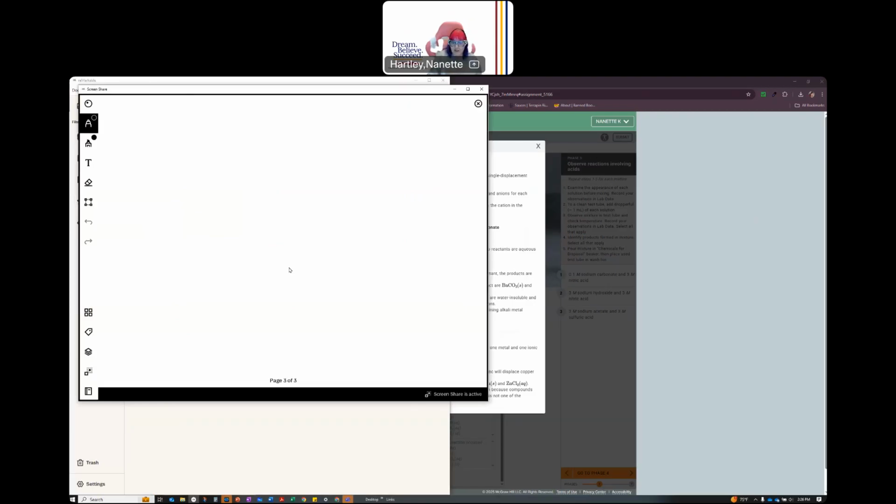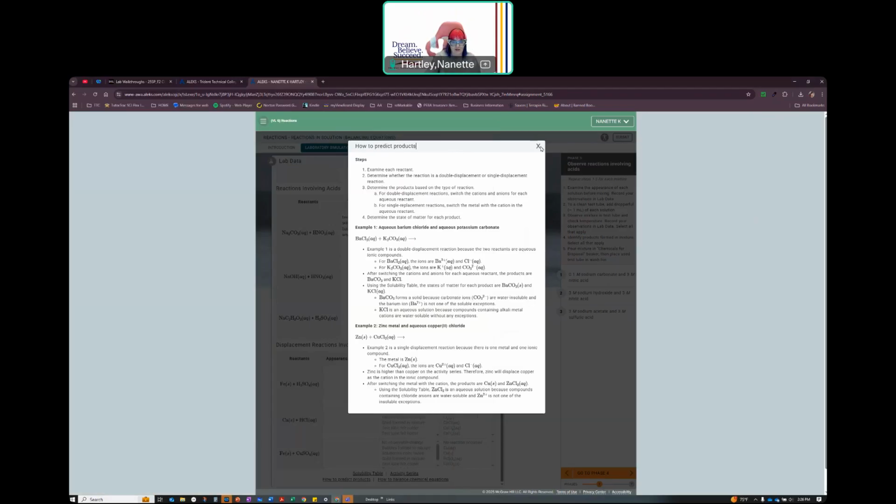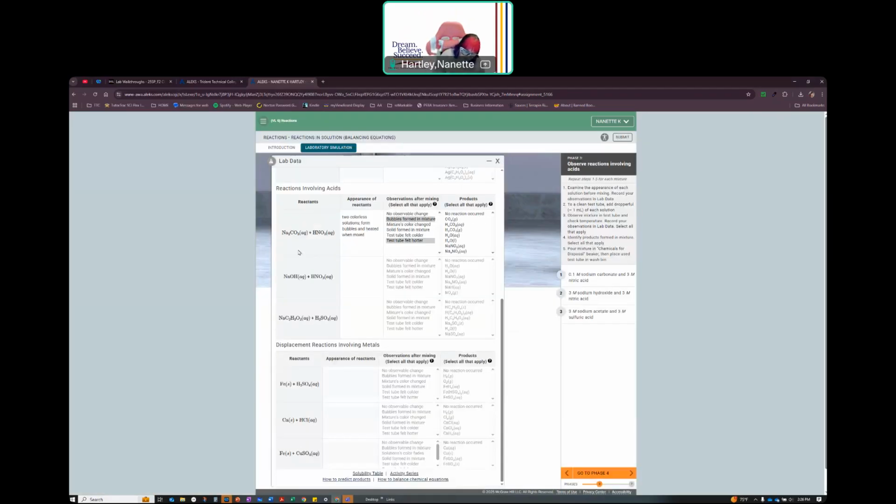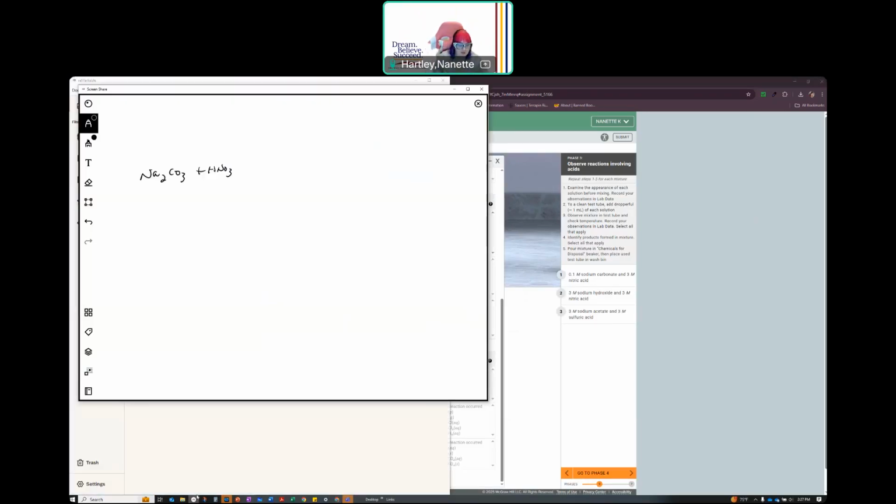So again, the reaction that I'm looking at is Na2CO3 plus HNO3. That was what I was talking about right here. And so I could pull this back up. That's what I've got written down right here, right? And so I do my double displacement. The Na from here goes with the NO3.